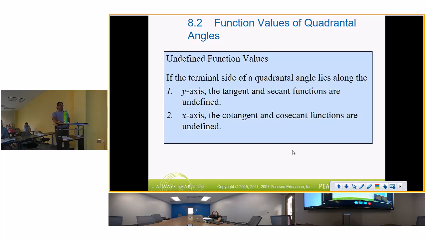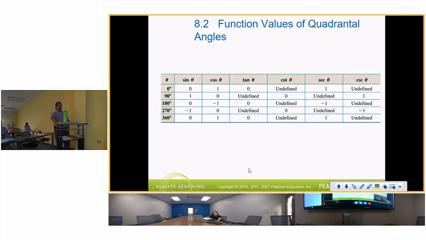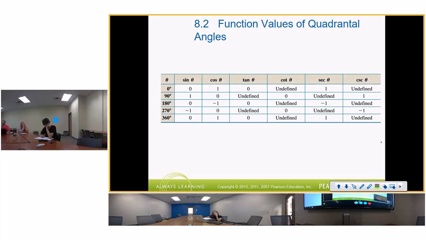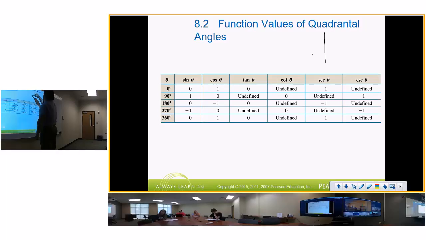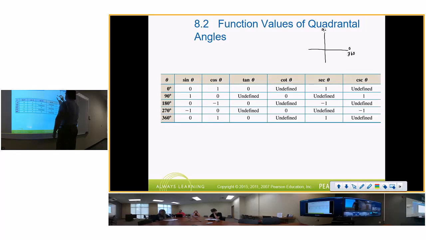And you don't have to actually learn it. I mean, you don't have to memorize it. Just remember your graph. Just remember you got 0 here, you got 360 here. You got 90 here, you got 180, and you got 270.